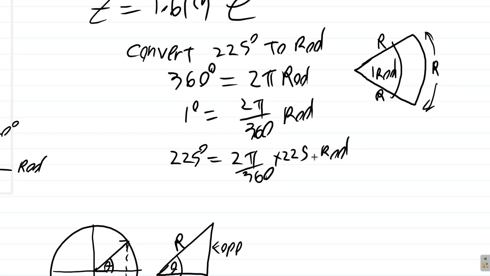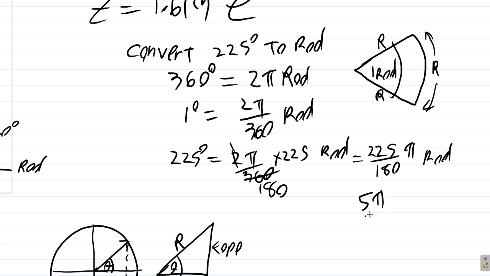So here now, this would be 225 over 180 pi radians. Let me just use my calculator, put 225 over 180 and simplify it down. This will be 5 over 4. So it's 5 pi over 4 radians.